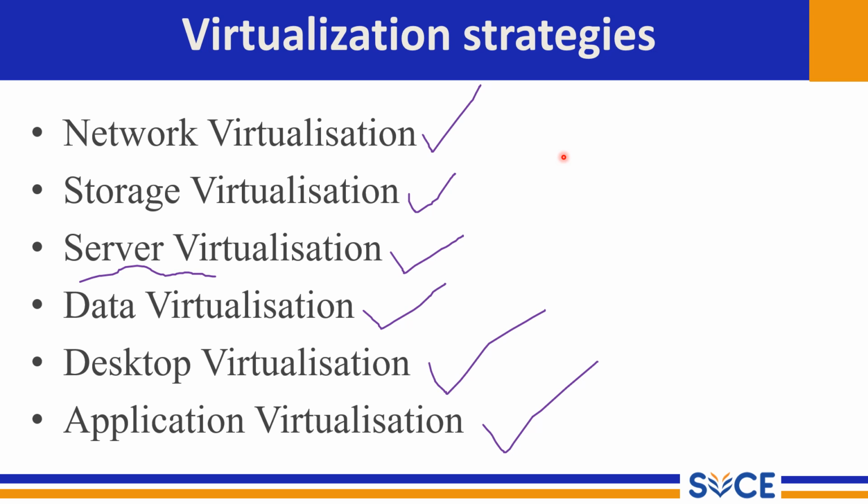An example of application virtualization is Google Workspace, right? That we used to call G Suite, or Microsoft 365. So there we have these kinds of advantages. The main advantages are easier system migration, remote work support, safer application testing, and dynamic load balancing. So this is all about virtualization strategies.